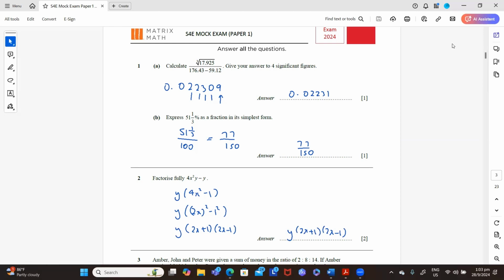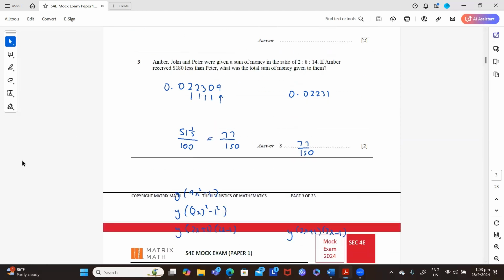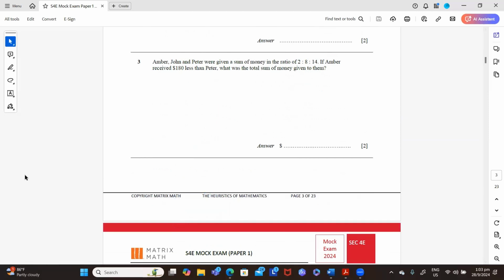Okay, let's move on to the next question. So Amber, John, Peter are given a sum of money in the ratio of 2, 8, 14. So total units is 2 plus 8 plus 14. Amber received $180 less than Peter. So to prevent yourself from making careless mistakes, you may want to write this down quickly. A is 2 units, J is 8 units, and then P is 14 units. So you take Peter minus Amber, you'll get 12 units.